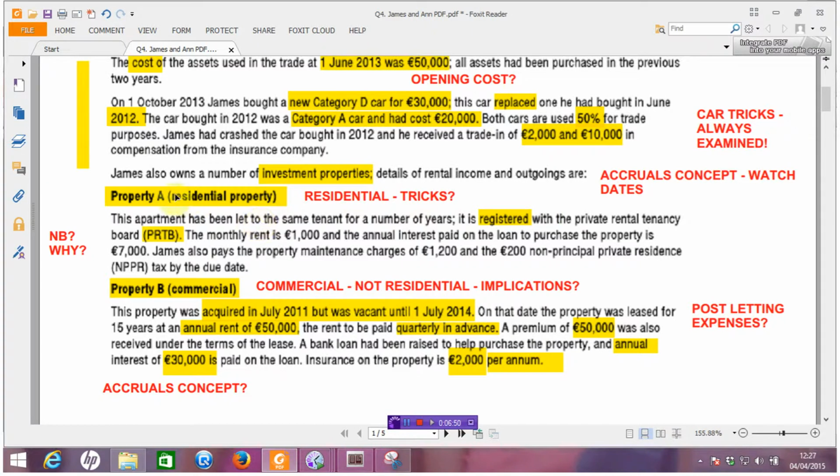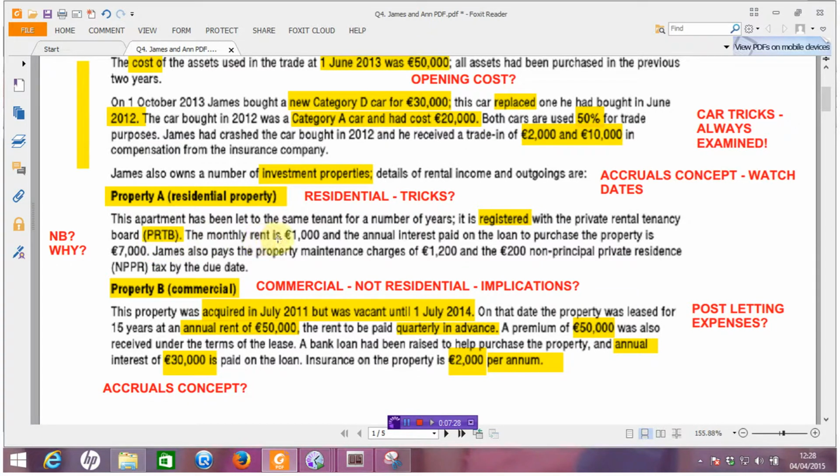Okay, so very briefly, this property A, it's a residential property. They make that very clear. Let's make sure we know the implications of that. I think it's something to do with interest that can be deducted in some way. Okay, they mention in relation to this property quite clearly that it is registered with the Private Rental Tenancy Board. I'm wondering why they're doing that. What are the implications of this landlord making sure that this property is registered with the board? There is a significant implication of that.